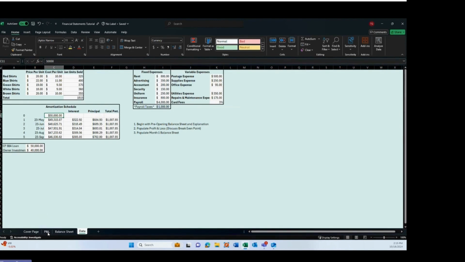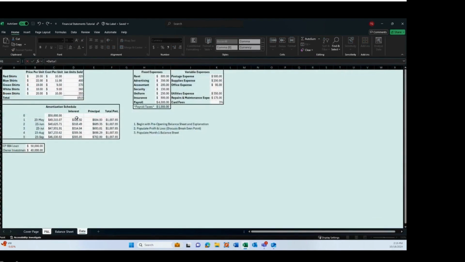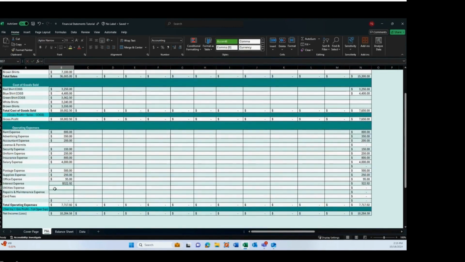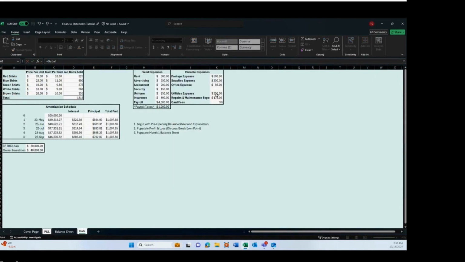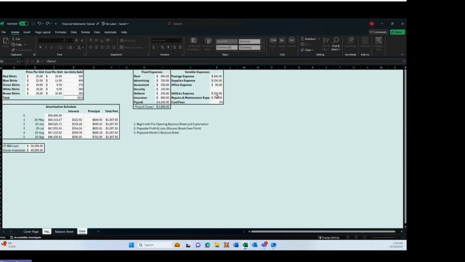So we'll just go back over to our P&L. Interest expense equals, we'll go over to our data for the month of January. Interest is $322.92. Enter. Utilities expense, $350. Repairs and maintenance expense, $175.